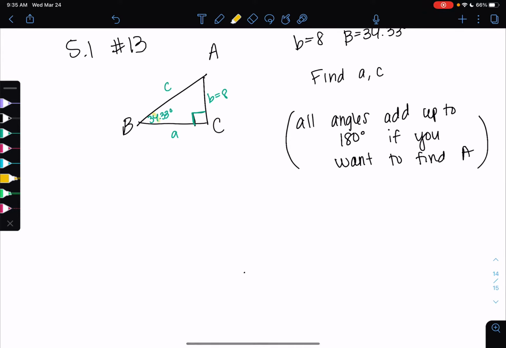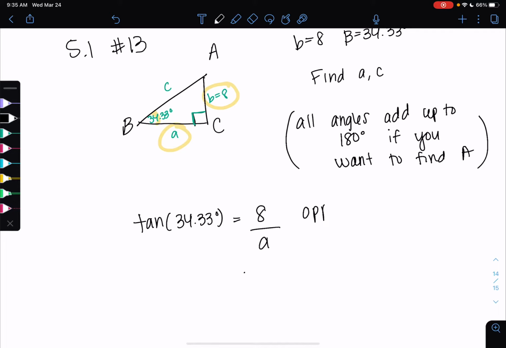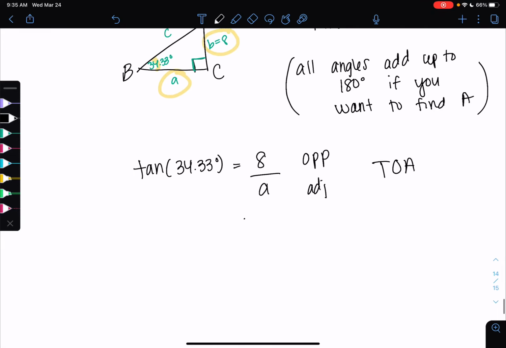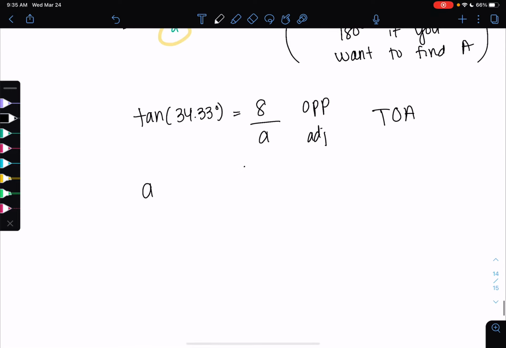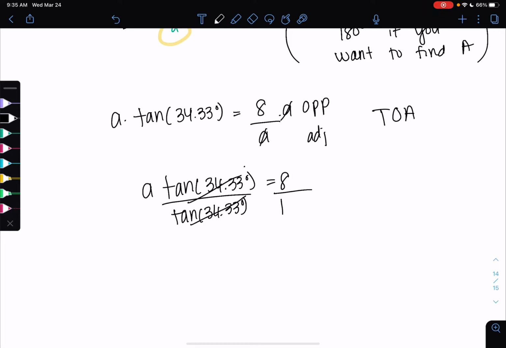What I notice is we know angle B, and to me, opposite over adjacent feels really natural right here. So angle B: tangent of angle B, or 34.33 degrees, will be 8 over A for the opposite and adjacent, right? That's the TOA in SOHCAHTOA. So we'll multiply by A to solve, and then divide by tangent. And we'll just use the calculator now because we don't have a standard angle.